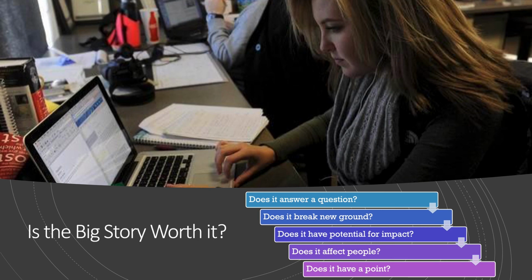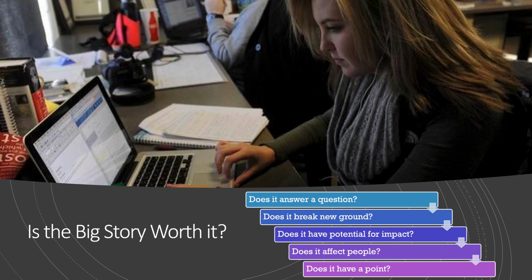Does it have potential for impact? We want people to care about what we're writing. So it goes back to how it's impacting your audience. Does it have an impact? What you talk about can positively impact people because you shined a light on something. Is there something that will change because you did that?